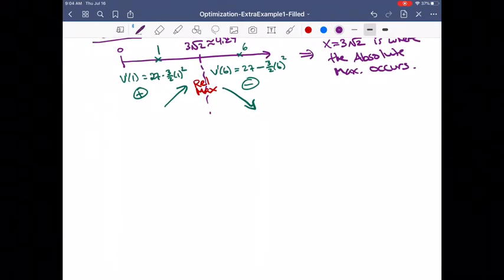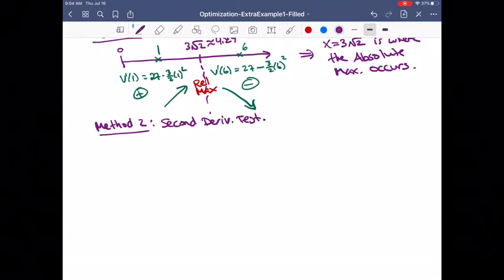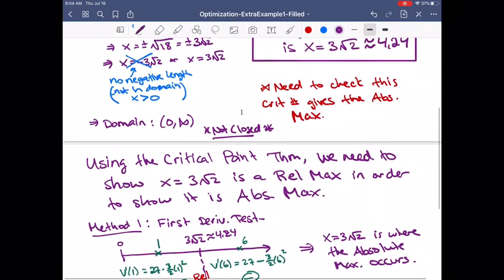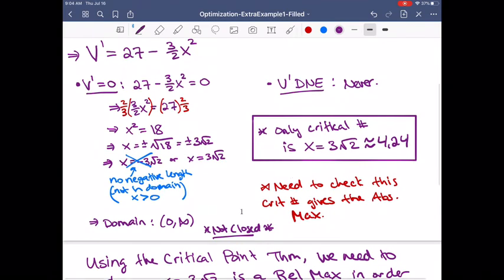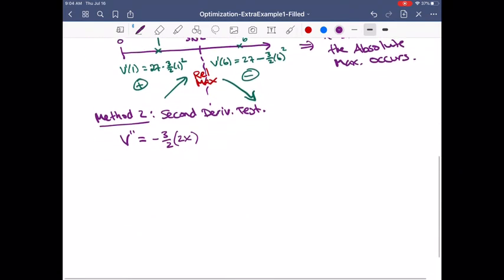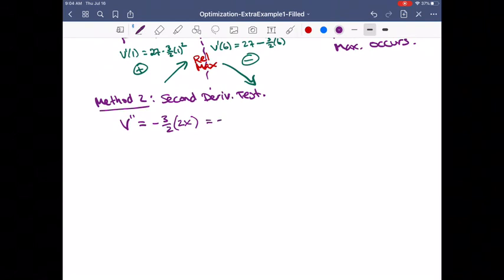Now method 2 is using the second derivative test. So here we want to take the second derivative. When I do that, it's going to be negative 3 over 2 times 2x, because the 27 becomes 0. So negative 3 over 2 times 2x is negative 3x.